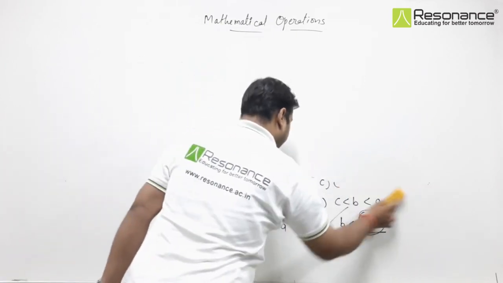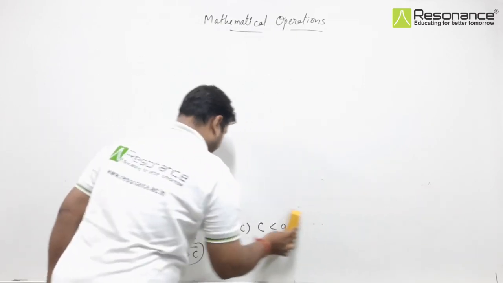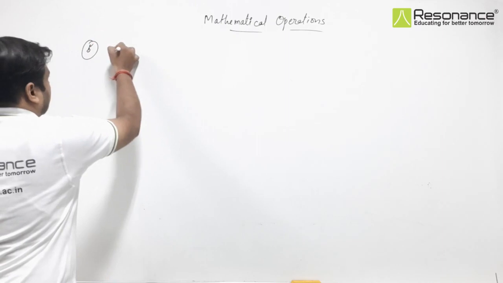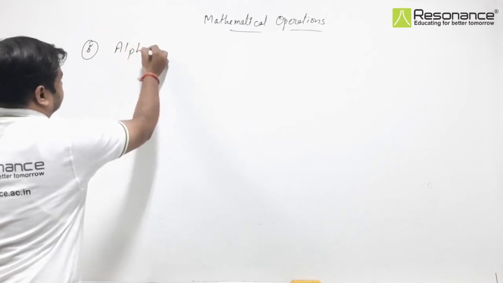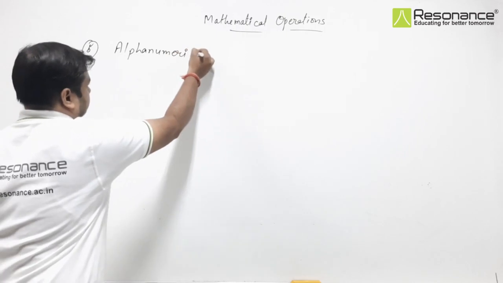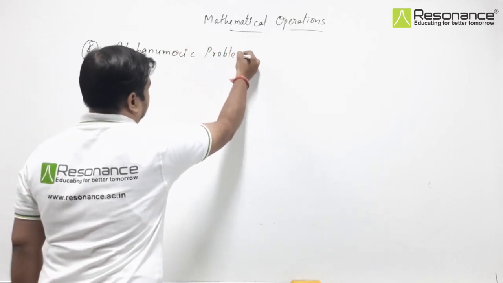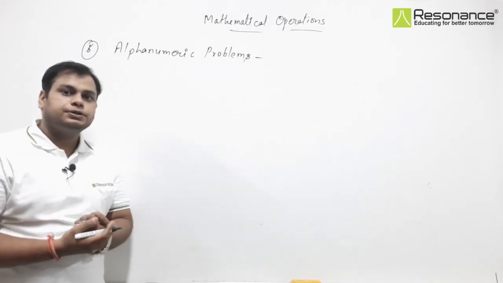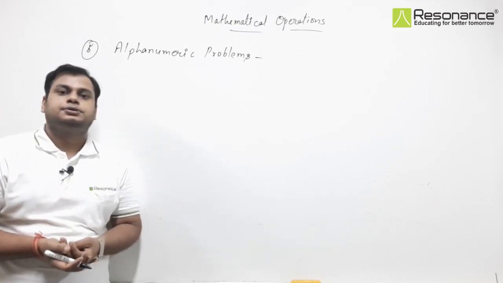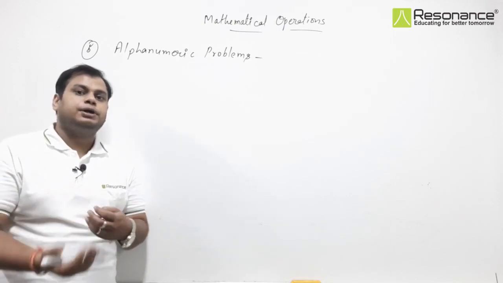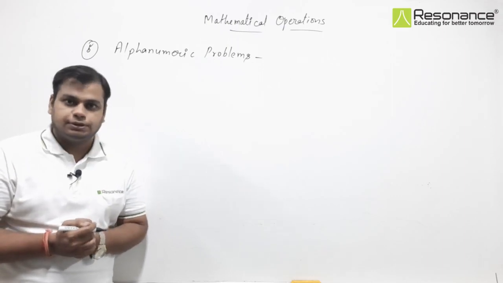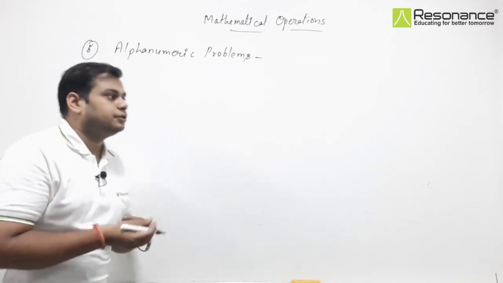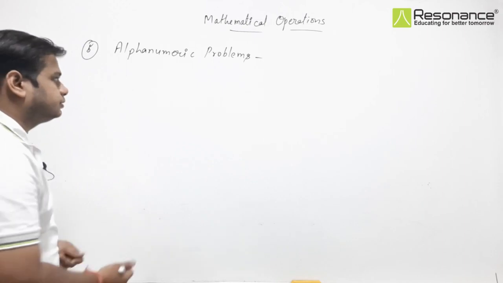Now we have the final topic, another topic of this chapter, which is alphanumeric problems. In alphanumeric problems, we are given some numbers which are replaced by alphabets or by other numbers. We have to understand the condition between those numbers, and then find the relation, or find the correct numbers in place of the alphabets.